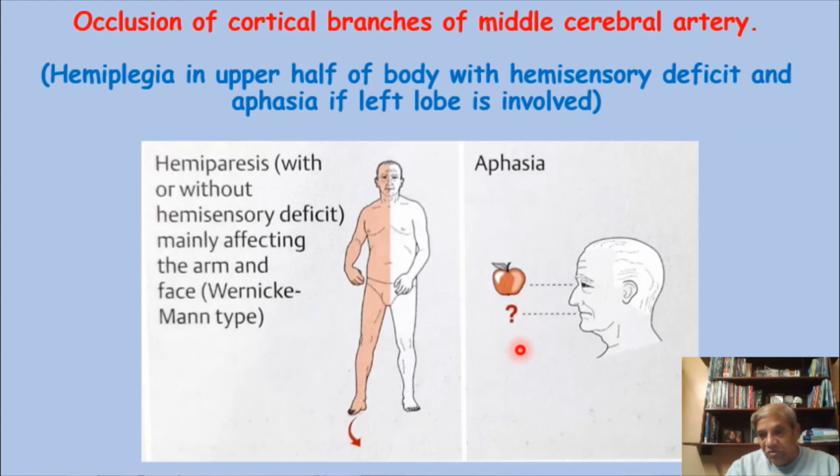If you show an apple to a patient with this aphasia, he will not be able to name it, because he cannot recognize it as an apple, and he is not able to speak it as an apple. There is a loss of both speech, which is motor speech, as well as the sensory speech. Similarly, the opposite half of the body will be paralyzed, as well as there will be sensory loss.